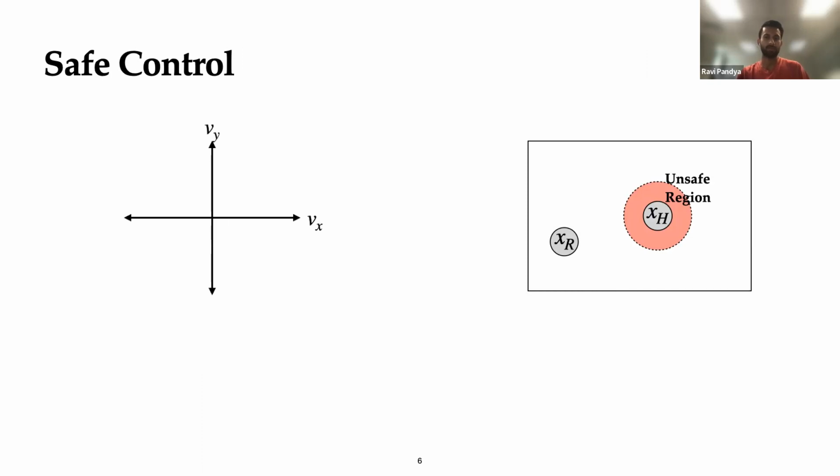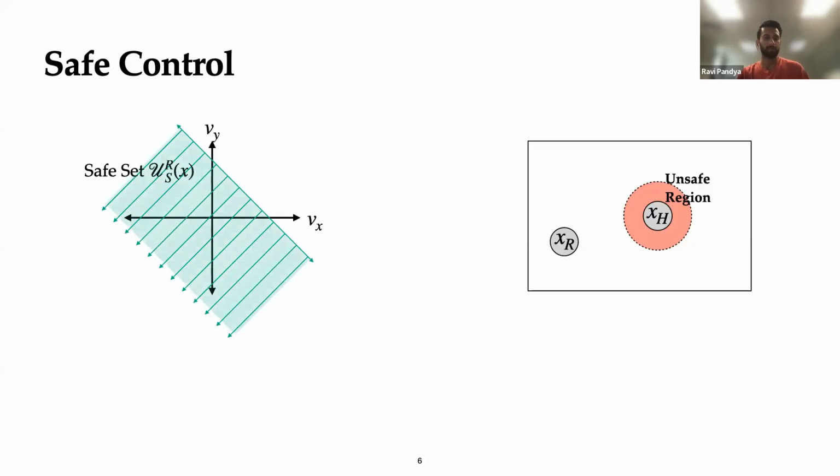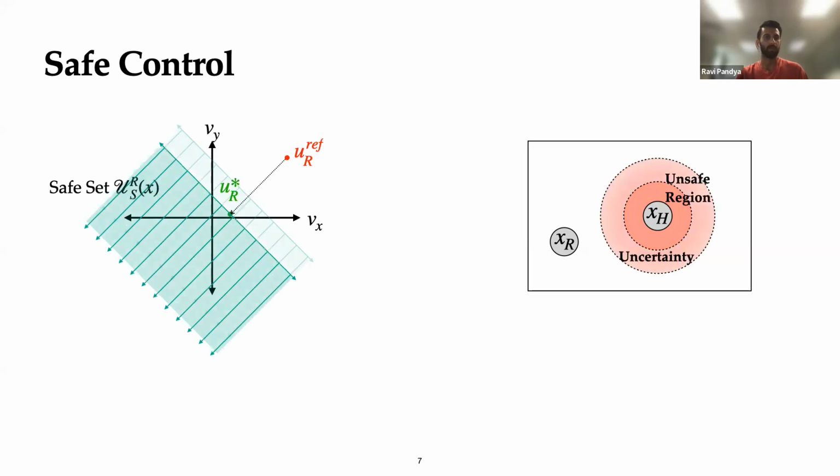If we consider a single integrator robot system, the control inputs are its x and y velocities. If we want to keep the robot out of the red region, the set of safe controls that keeps the robot outside this bubble is defined by this shaded half space. The safe controller takes some reference control in this space and projects it to the closest vector in the safe set. Additionally, if the robot is uncertain about the human state, the unsafe region will enlarge, which in turn shrinks our set of safe controls.